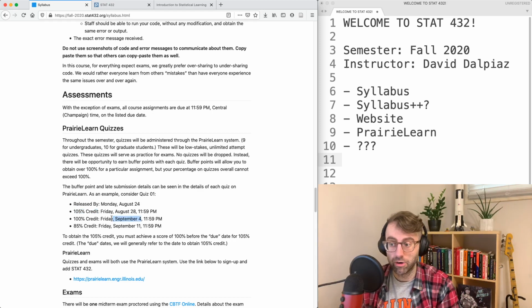Then you have an entire another week, if you don't finish it then, to still get 100%. And then another week where you still get 85% of the available credit. So hopefully, I mean, it's a COVID semester. Things are going to get hectic. Hopefully that gives you some flexibility, although I would strongly advise trying to keep up with the 105% deadline.